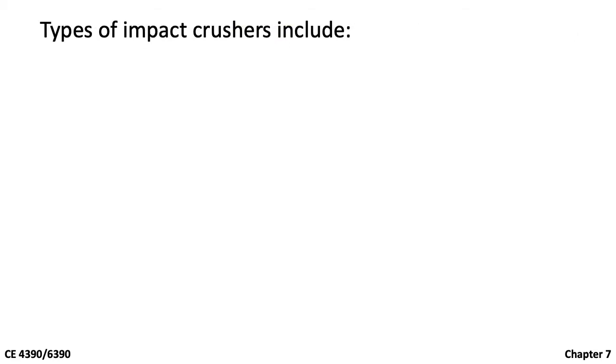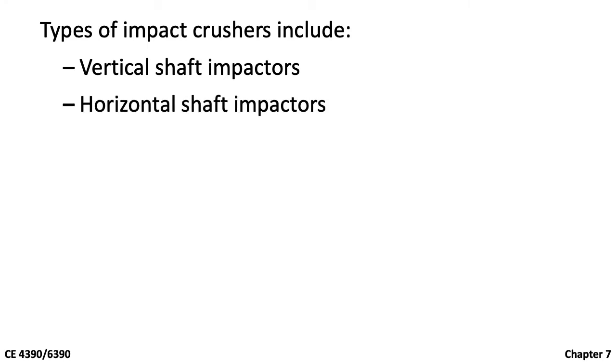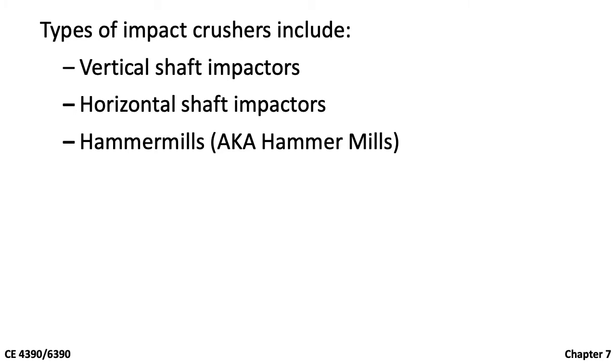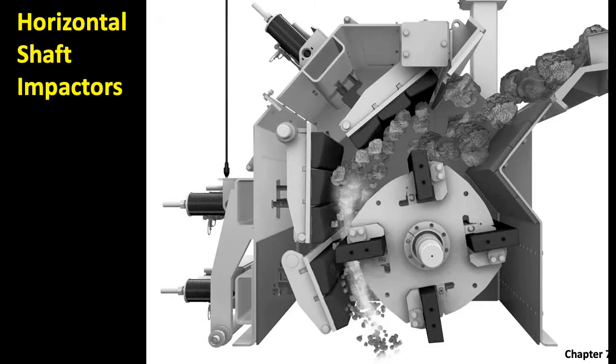The one that you saw earlier in the video is called a vertical shaft impactor, since the shaft is in the vertical direction. There are other types of impact crushers, including horizontal shaft impactors and hammer mills. This figure illustrates a horizontal shaft impactor. The shaft of this machine is in the horizontal direction. The working principles are similar to vertical shaft impactors. Let's watch the following animation of horizontal shaft impactors.